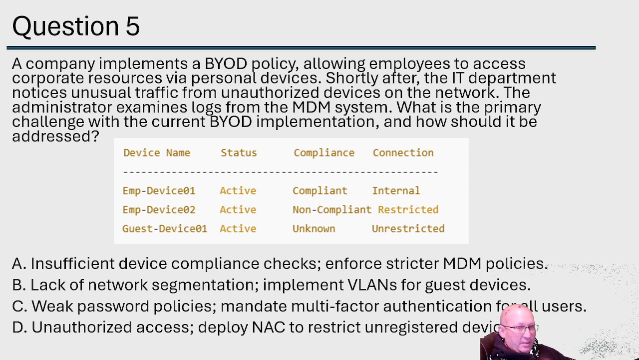And we've got a little bit of logs here. We see employee device 01, active, compliant, internal. Employee device number 2 is active, non-compliant but restricted. And then guest device 1, active, unknown, unrestricted. So what's our problem with this one? I'll give you about 10 seconds as I talk away.